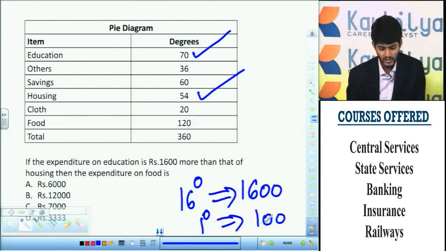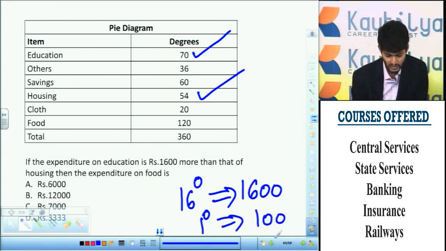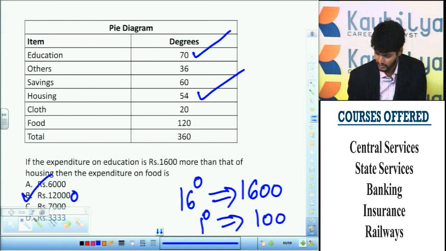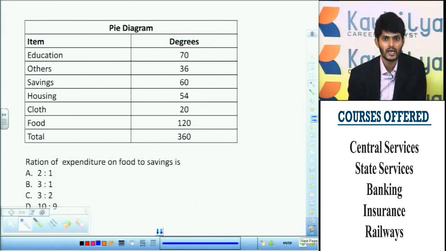100. He is asking expenditure on food. What is food? 120 degrees. So 1 degree corresponds to 100. 120 degrees will correspond to 1,20,000. Okay, it's mentioned here as 12,000, but it is 1,20,000. So you will get the answer as B, and you are straight away better. Okay. Next, let's move on to your next pie diagram.